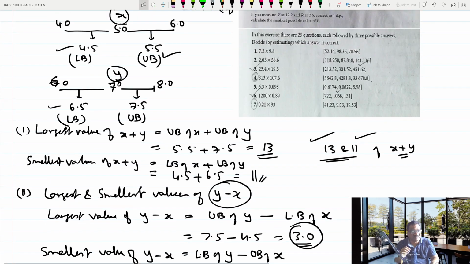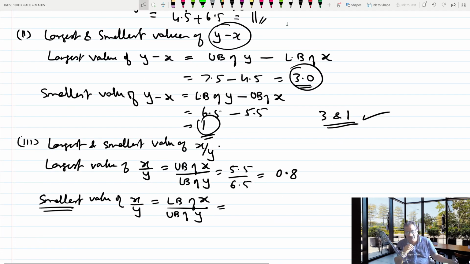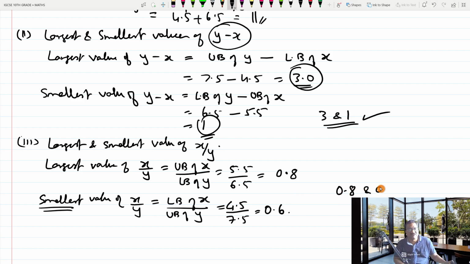So here, what is the lower bound of x? Is it 4.5? Yes. So here you will be taking 4.5, and the upper bound of y you will be taking 7.5, and 4.5 divided by 7.5 should give you the answer as 0.6. So your answers are 0.8 and 0.6 for the third, which is also correct. So that was our question number 6.